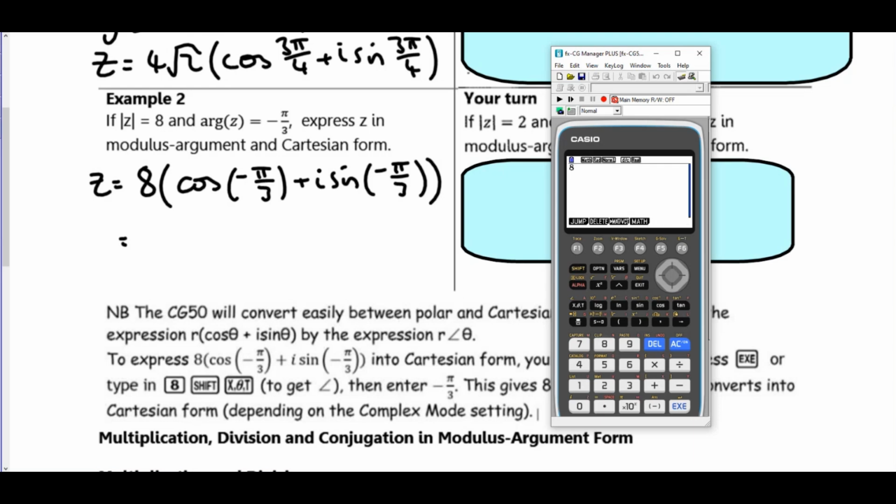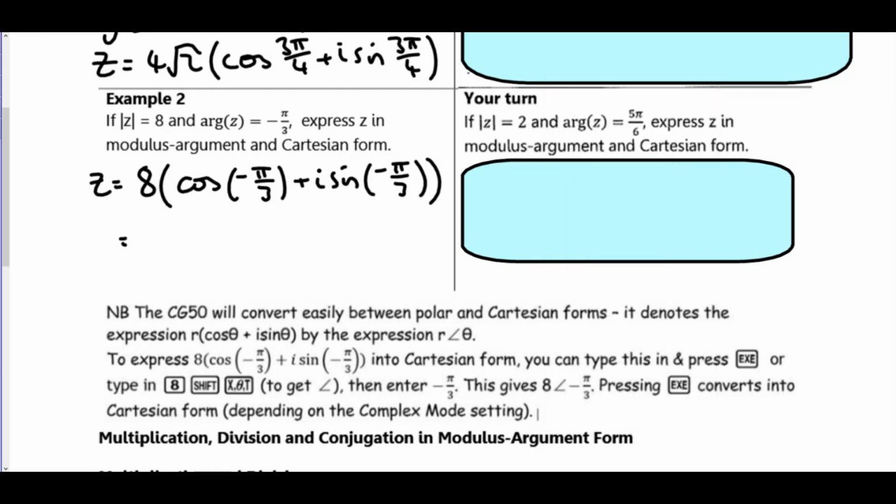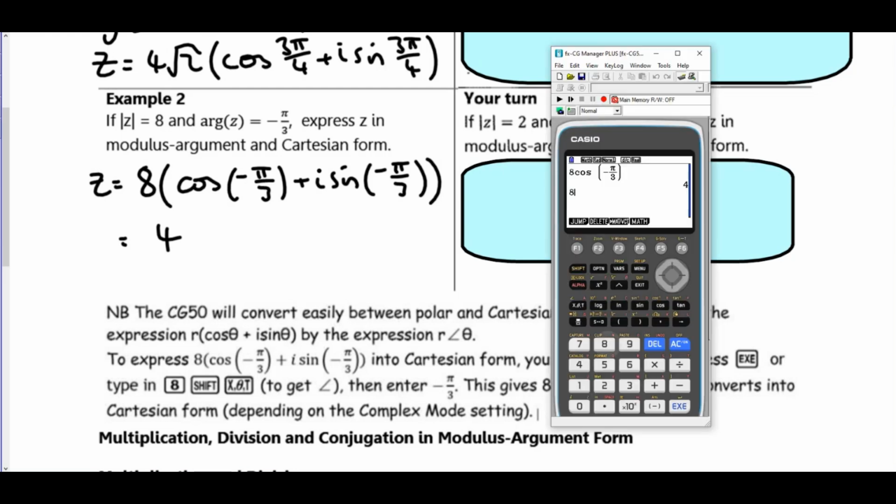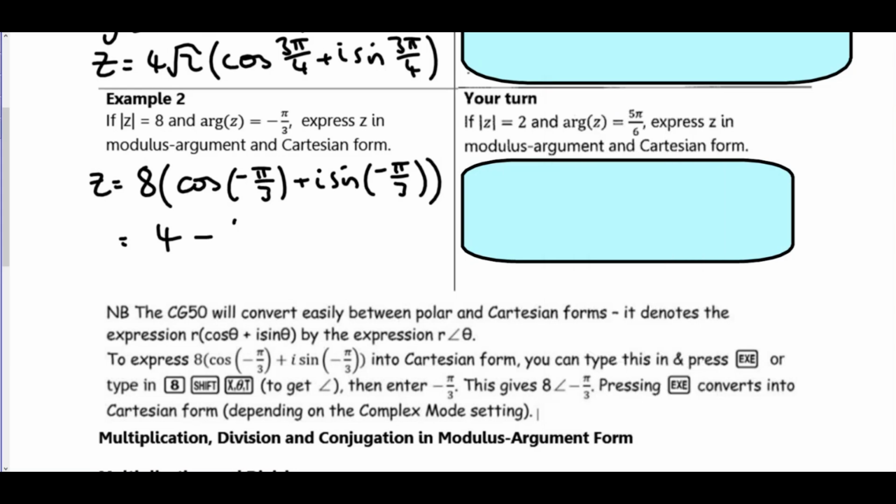So my first bit, I've got 8 cos minus pi over 3, which gives me 4. And then for my sine bit, I've got 8 sine minus pi over 3. Which is minus 4 root 3. So minus 4 root 3i. There are 2 you-tries there. I recommend you pause the video and have a go at those, and then I'll reveal the answers.